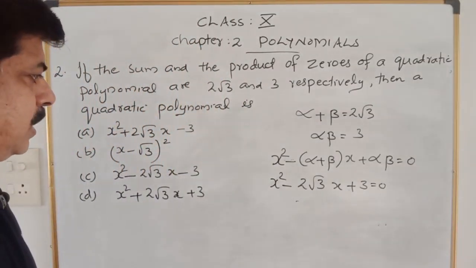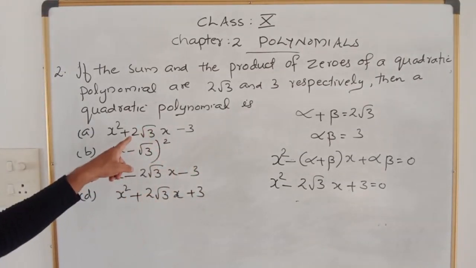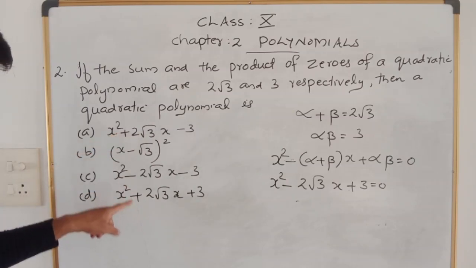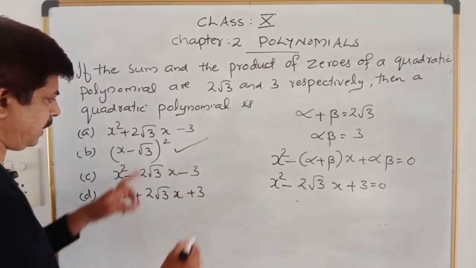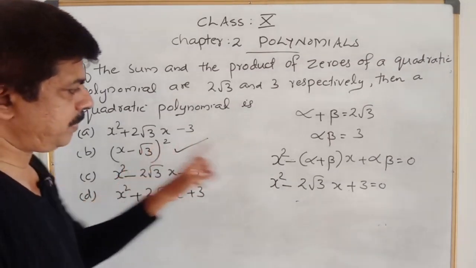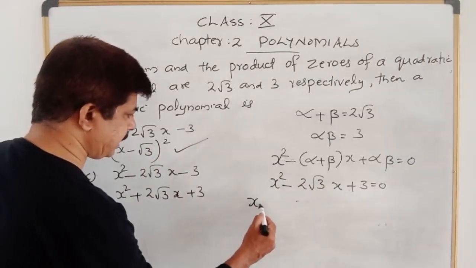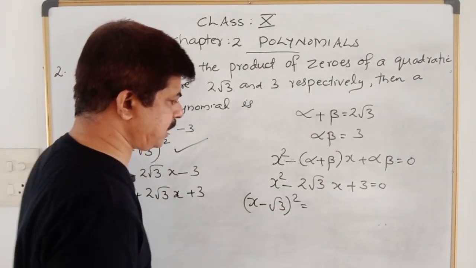x square minus 2 root 3 x plus 3, but we can't see this answer in the options. A is not the correct option, B is not the correct answer, even D is also not correct. But just open this bracket and see, this will be equal to this. When you open this bracket, let us open this, x minus root 3 whole square. We know that a minus b whole square.